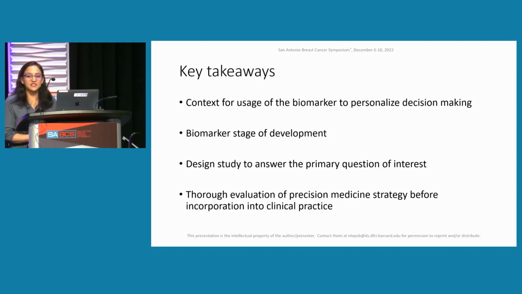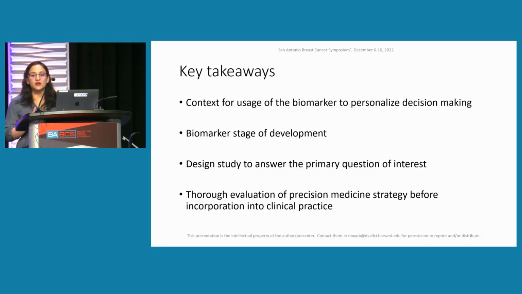So my key takeaways for today are that we want to think about the context of how we're going to use the biomarker to personalize the decision making. As statisticians, we need to be aware of what stage of development the biomarker is in as we're trying to identify the sources of variability and separate the signal from the noise. And we want to design the study as much as possible to answer the primary question of interest, knowing that we might not, in our first analysis, get to that final study, but we might need a series of studies that get us closer and closer to answering our primary question.